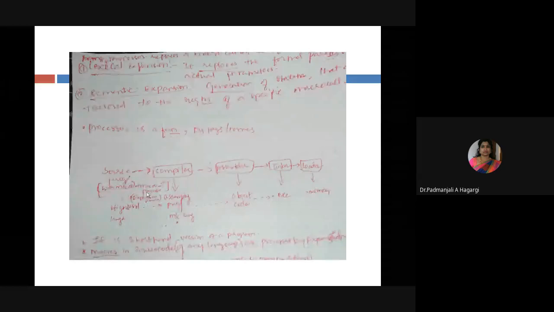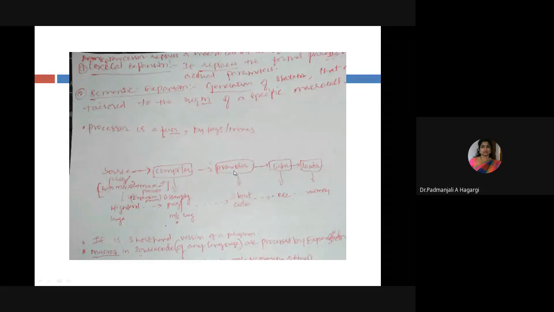After semantic analysis also, it produces the intermediate code. The first three phases are done by the compiler, so the compiler produces the intermediate code. That intermediate code is nothing but assembly language, and this intermediate code is given to the assembler.